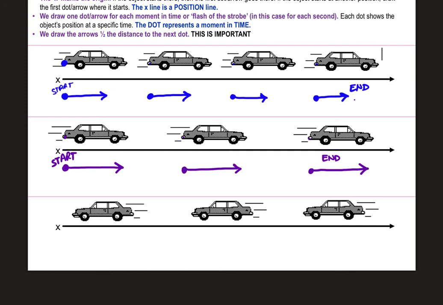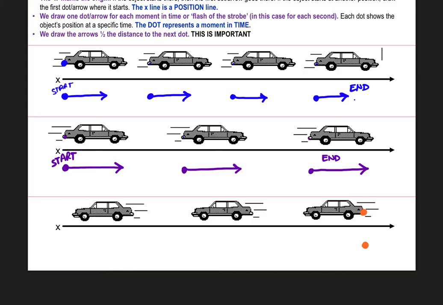So on this motion map here, where is the first moment in time? It's actually the third car. And I'm going to continue my practice of marking the back bumper. So there's the spot that I'm going to mark on my motion map. For instance, I'll come down here. I will mark that moment in time at that position.